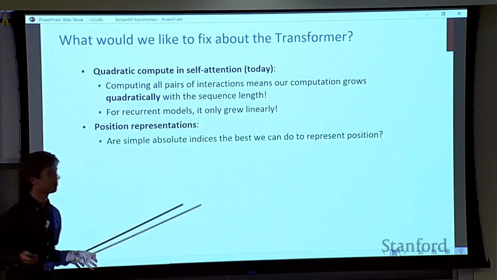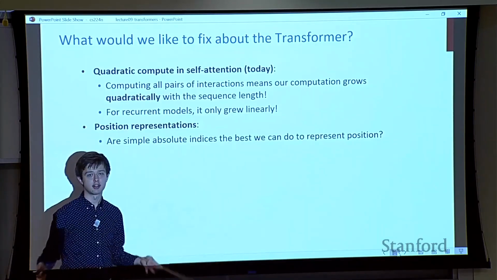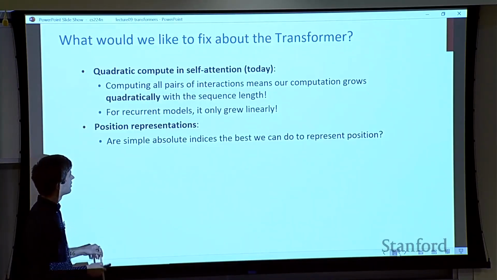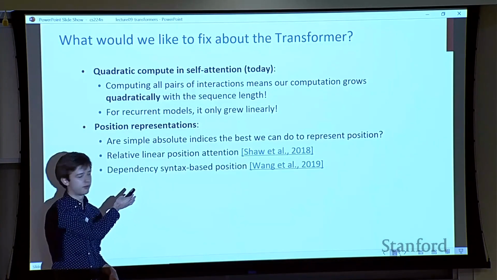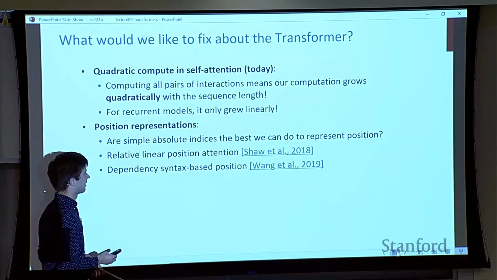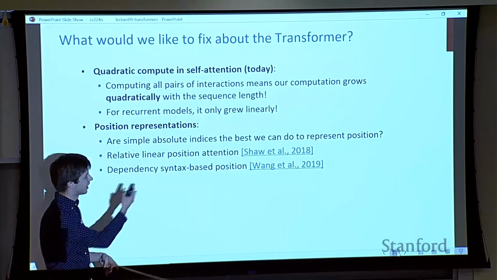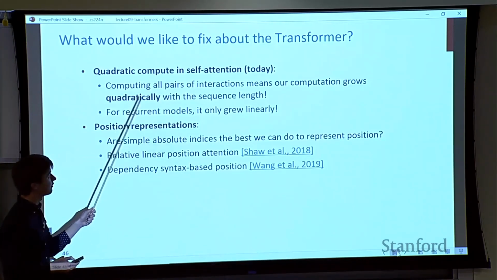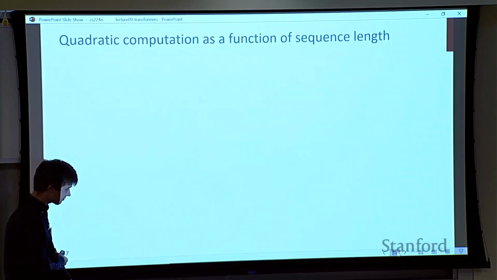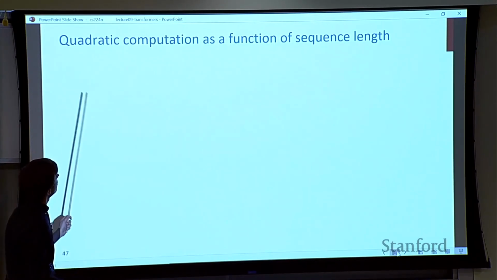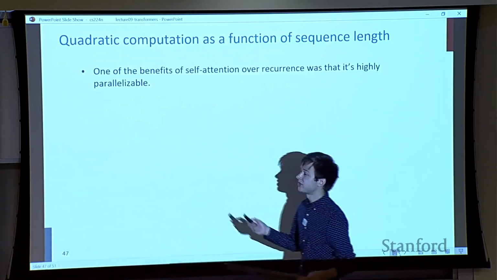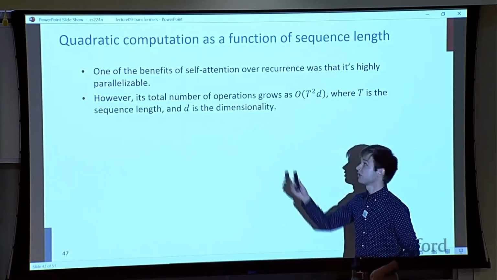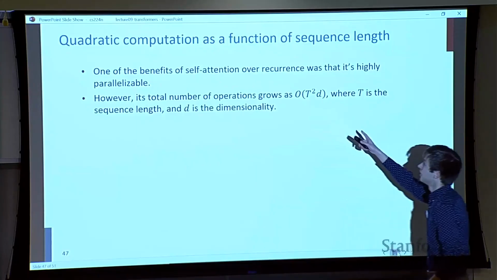Separately, position representations. The absolute position of a word may not be the best way to represent the structure of a sentence. And so there have been these two advancements, among others, that I won't be able to get into today, but you can take a look at these papers and the papers that cite them. There are other ways to represent position. People are working on it. But I want to focus more today on the problem of the quadratic compute. How do we reason about this? Why is this a problem? It's highly parallelizable, but we still have to do these operations. We have T squared, that's the sequence length, and then D is the dimensionality.